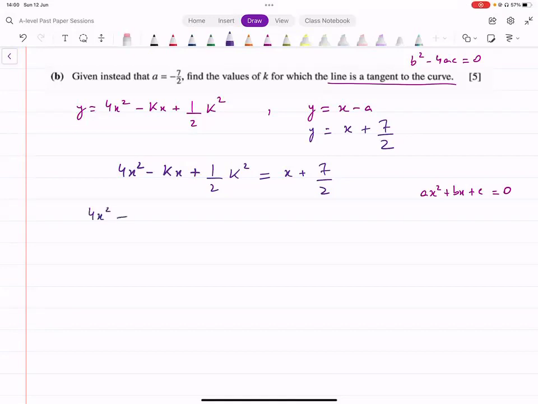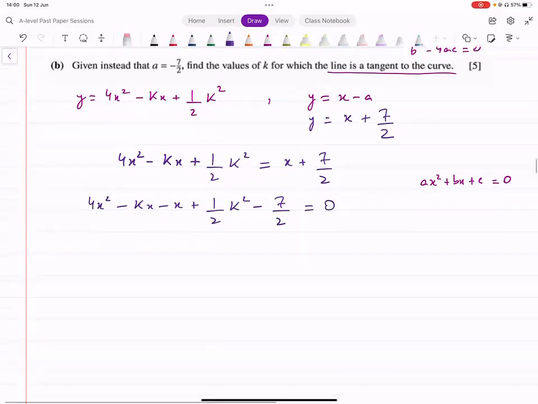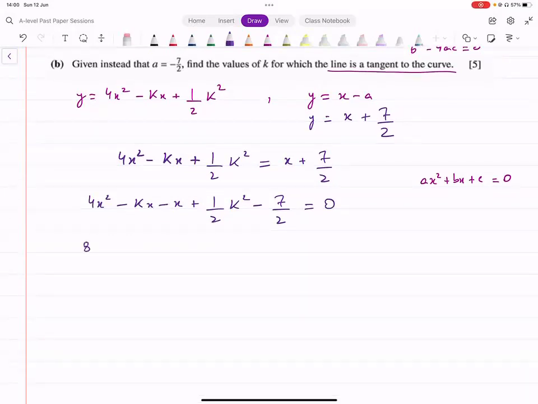So we've got 4x squared minus kx minus x plus 1 over 2 k squared minus 7 over 2. All right. Now, just for our ease, we can just multiply this whole equation by 2 so that we get rid of the fraction. Let's see what that gives us. We've got 8x squared minus 2kx minus 2x plus k squared minus 7 equals 0. Okay, it was just to get rid of the fraction.